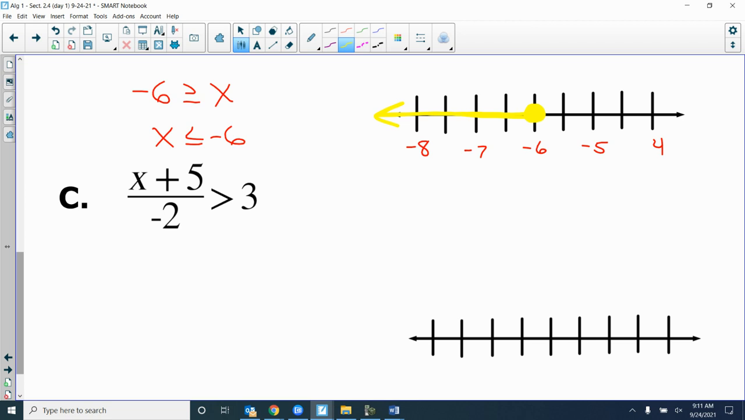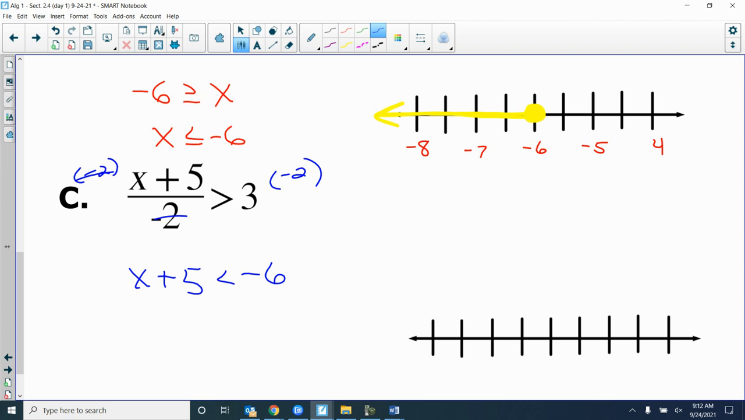Multiply both sides by negative 2. Now, this is a multiplication. If I multiply by -2, you must flip the sign. Okay, you must flip that sign. You can't subtract 5 because that whole numerator is being affected by this 2. We got to get rid of that 2 first.